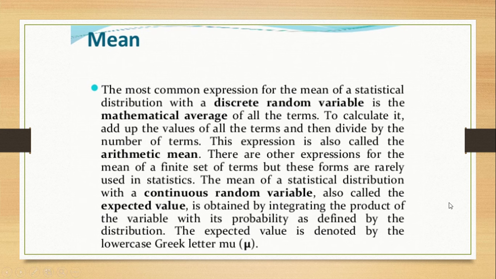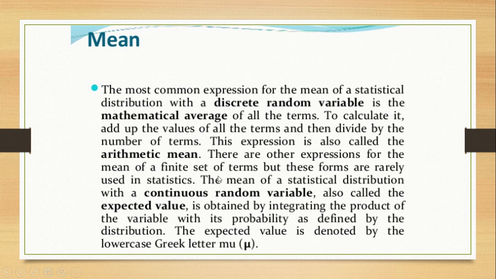To give us details on the first item, the mean: the most common expression of the mean of a statistical distribution with a discrete random variable is the mathematical average. This is the mathematical average of all the terms. To calculate it, just add up the values of all terms and then divide by the number of terms. So we will get the mean. This expression is also called the arithmetic mean. Mean or arithmetic mean, just the same thing.